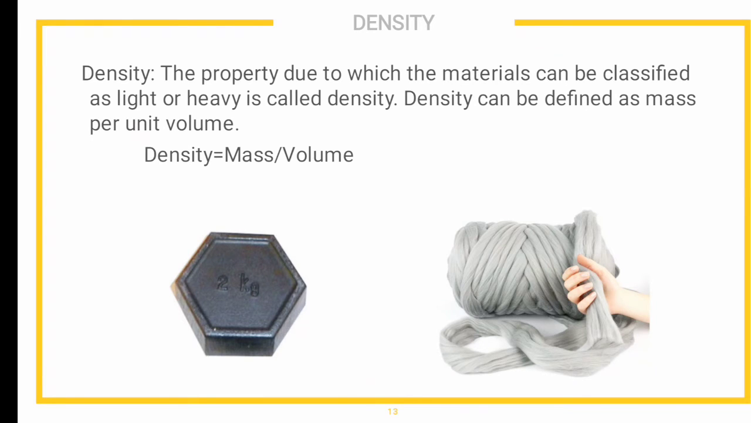Density can be defined as mass per unit volume. So the formula is density equal to mass divided by volume. Now if we see, we have 2 kg of iron here and we also have 2 kg of wool here. If we talk about density, the iron will be heavier than the wool because of the structure of it. The structure of the wool is very light.